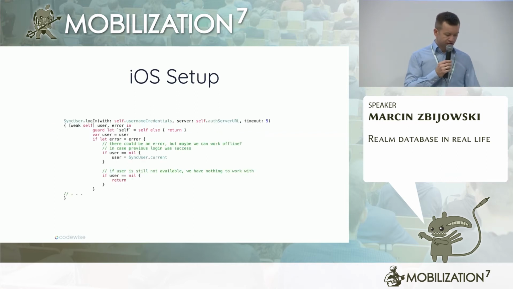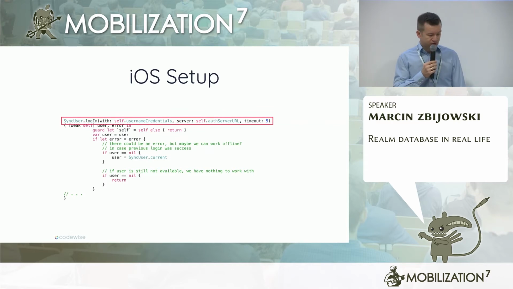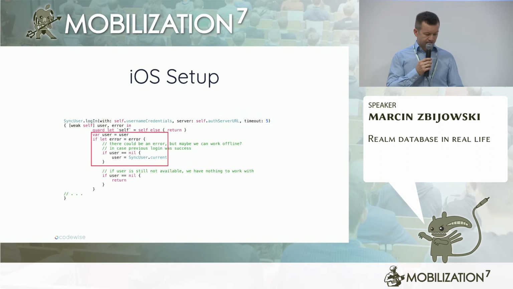At the beginning, you need to start synchronization. You need to log your user in to the Realm object server using the previously created URL, and then you check for errors. If there is any, like you were not able to connect to the object server, you can use the previously logged in user, and Realm takes care of checking network connections. If there is network available, it will start synchronizing data by itself. So that solves quite a lot of issues that you may have during development.